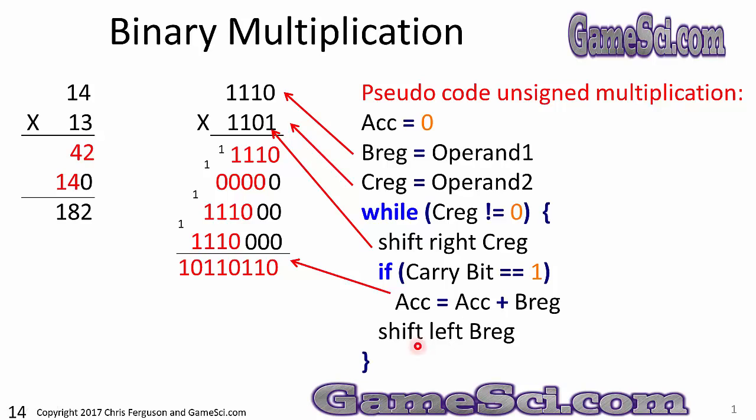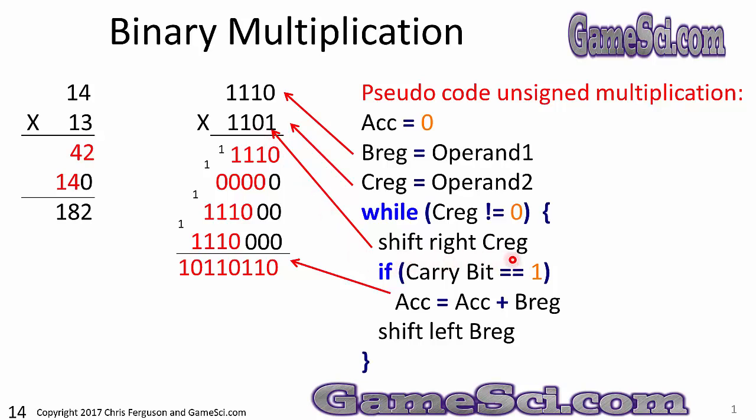Then here's something curious. I'm going to shift left the B register. The B register is this value. I'm going to shift it to the left and make it larger. I'll hit the end of the while loop and come back up here. While the C register is not equal to 0, that's this value right here. There's still a 110 in it. It is not equal to 0. I'm going to go into the loop.